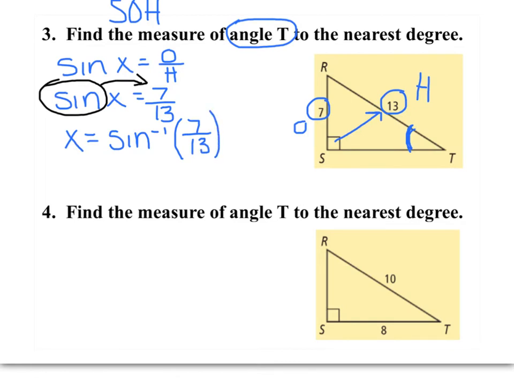I will now grab my calculator and put the right side of my equation here into my calculator. So I am going to press second sine and put 7 divided by 13 in the parentheses. Now, when you calculate this value, you should have ended up with x is equal to 32.6 degrees when rounded correctly.